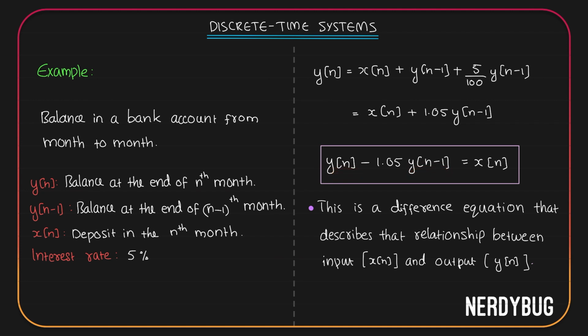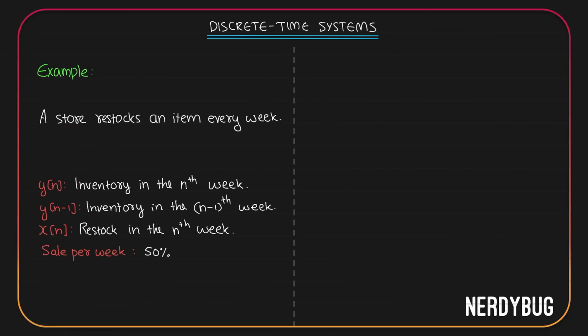Let's take another example. A store restocks an item every week. So every week they're bringing in more number of the item. Y of n will take it as the number of items we have in the end of the nth week. Obviously, y of n minus 1 will be what we have in the n minus 1th week. X of n is the restock in the nth week, however many we are bringing new. And sale per week is 50%. Whatever is there, 50% has been sold every week.